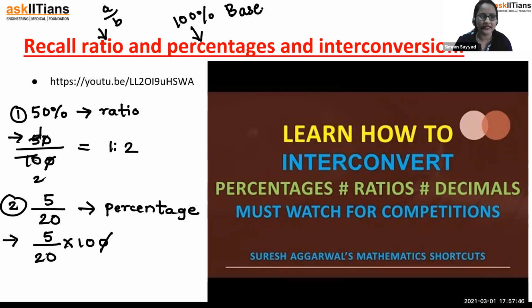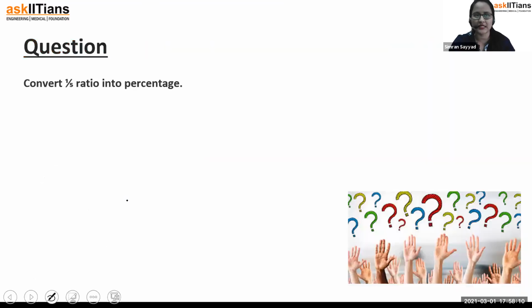So see, 2 ones are 2 and 2 fives are 10. So what is 5 times 5? Yes, it is 25%. If this is my ratio 5 by 20, suppose there's a 20 mark paper and you have secured 5 marks only, how much percent do you get? You get 25%. So this was all about how you can convert a ratio to a percentage and a percentage to a ratio. Understood? I hope this is clear to you.